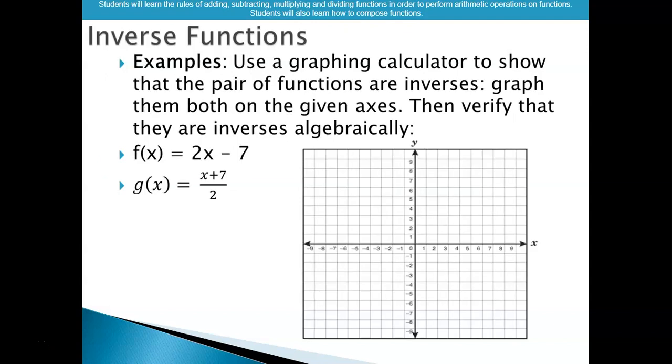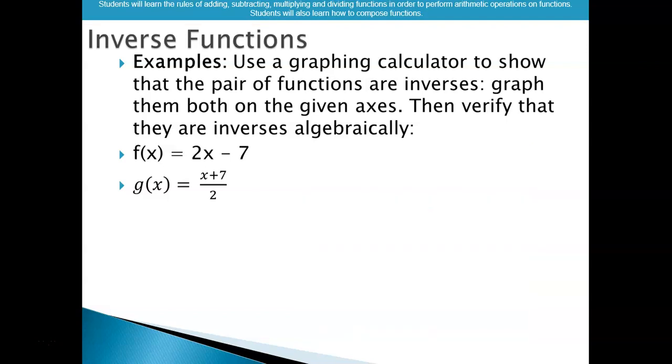So here's another example. So if we graph 2x minus 7, we start down at negative 7. We go up 2, right 1, up 2, right 1. Then if we graph y equals (x plus 7) all divided by 2, we start at 3.5, and we go up 1, right 2, up 1, right 2. Boom. Okay, and then we can see if we put the line y equals x in, and we're able to fold on that, those two graphs would be on top of each other.